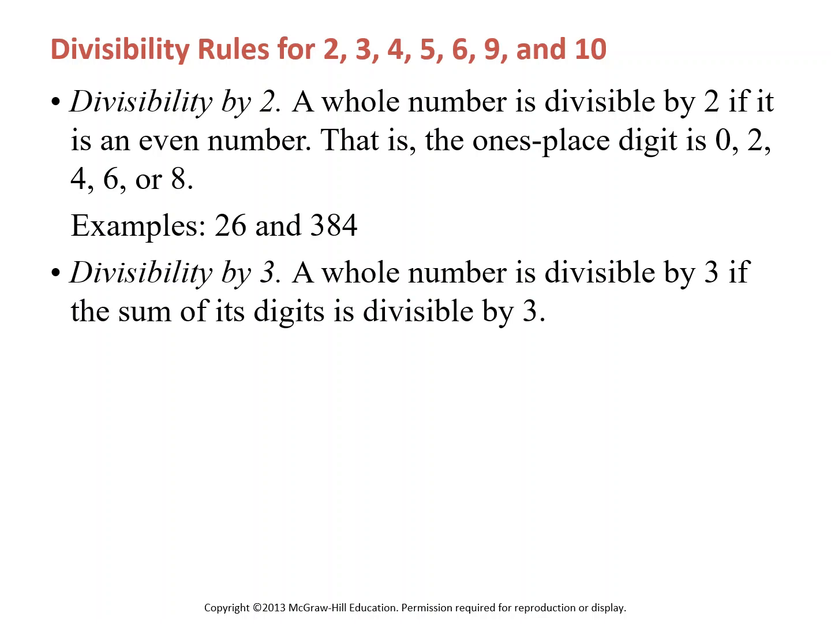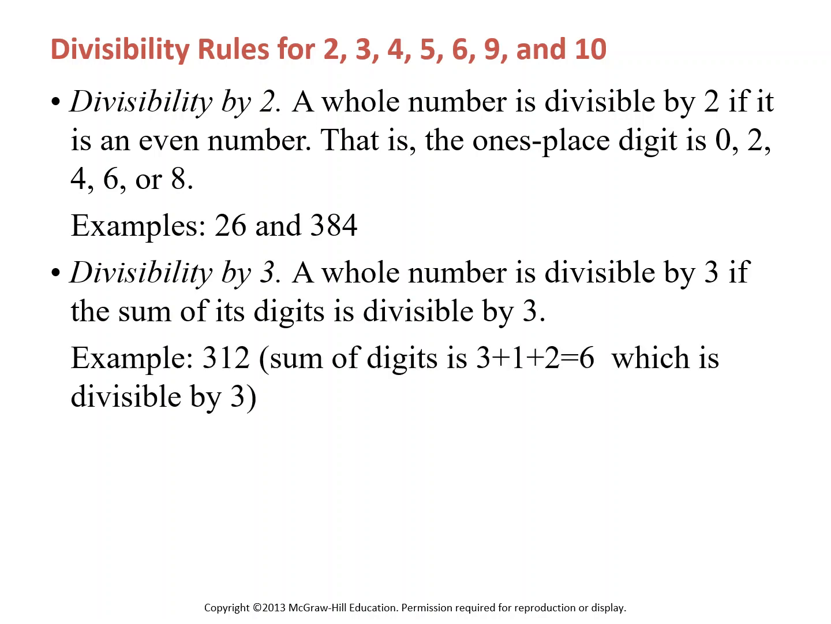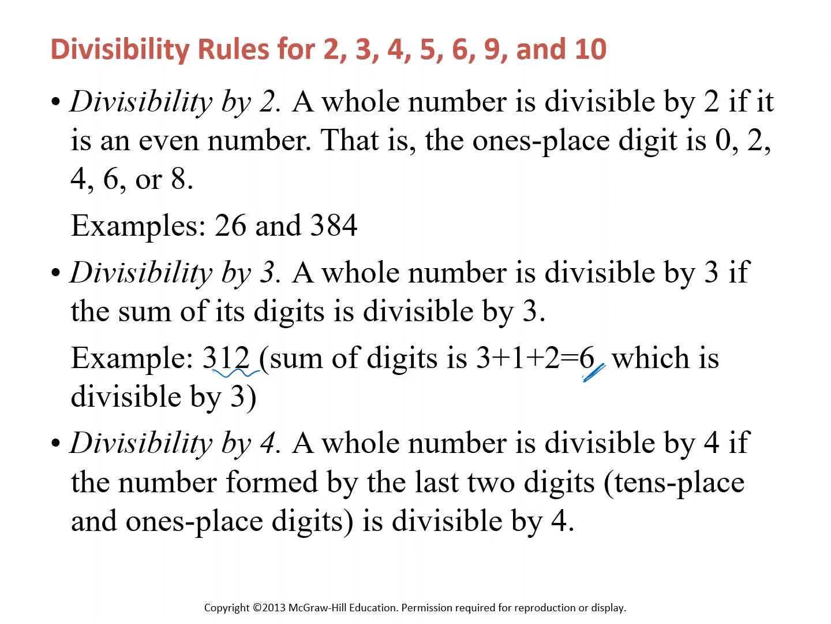A number is divisible by 3 if the sum of its digits is divisible by 3. So if we look at the number 312, and we add together the digits 3 plus 1 plus 2, we get 6. Since 6 is divisible by 3, so is 312. You can also look at 6 as being a multiple of 3. So if you add together digits and you get a multiple of 3, like 3, 6, 9, 12, it's another way of telling that it's divisible by 3.